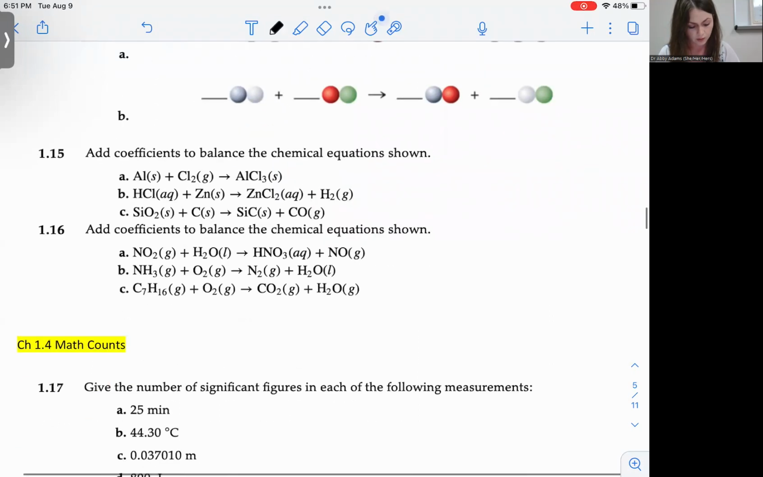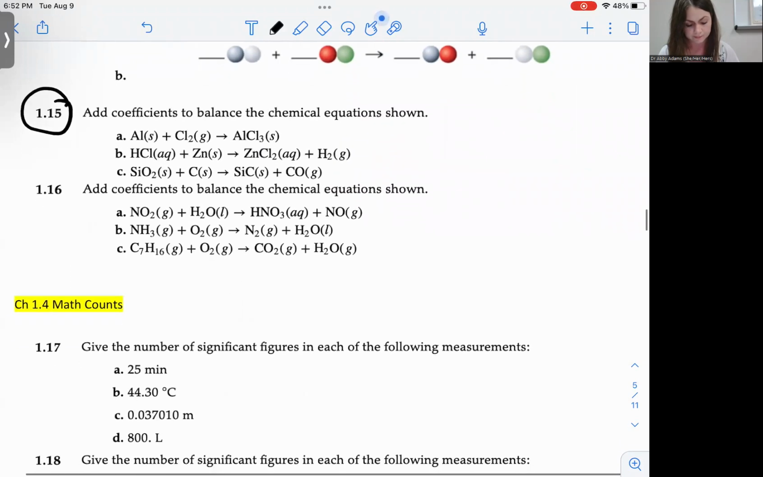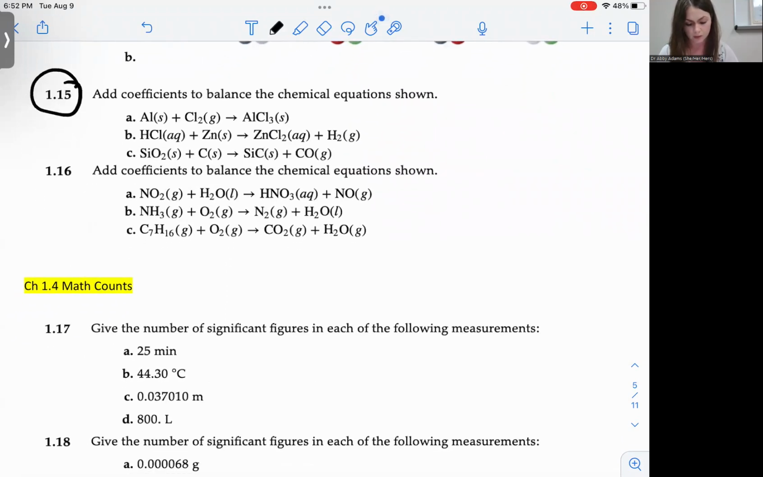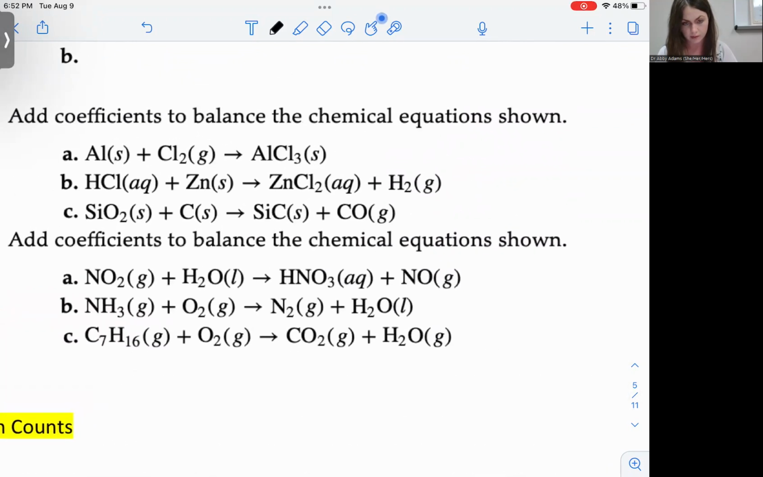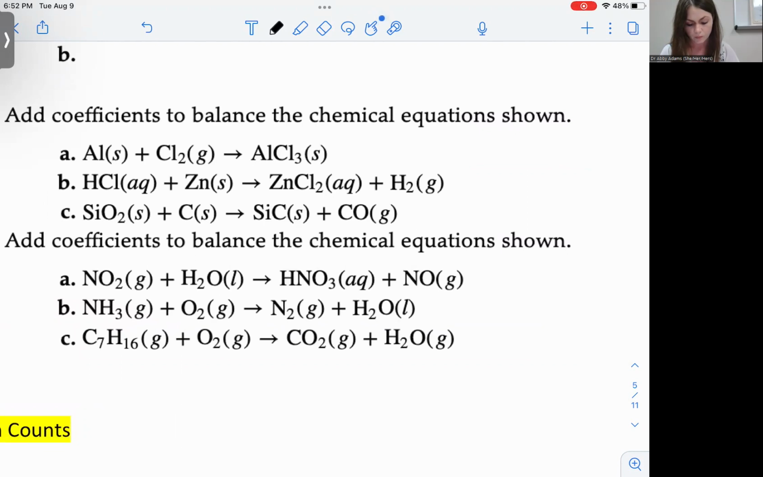So let's work on 1.15. Add coefficients to balance the chemical equation shown. Let's sort of blow this up so that you can see it better. Right. So here we have aluminum plus chlorine. We have AlCl3. So let's see. Are these reactants and products balanced? Well, we have 1 aluminum here, 1 aluminum here. We have 2 chlorine, and here we have 3.